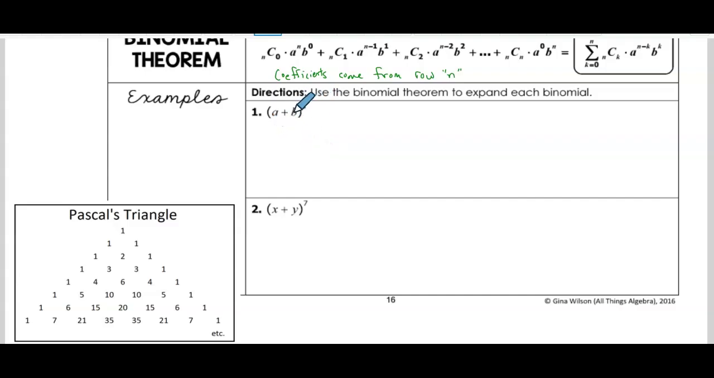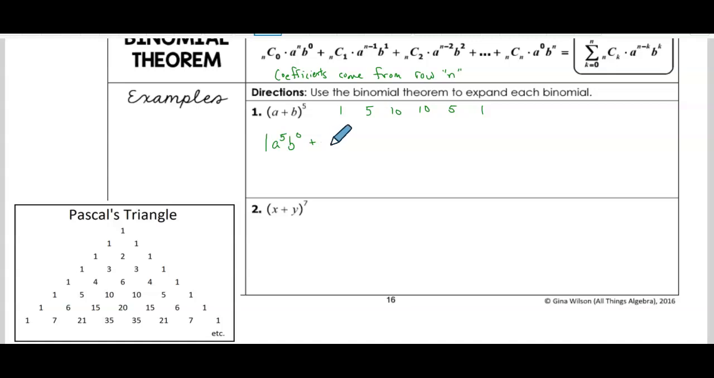So for number 1, it's a power of 5. So I'm looking at row 5, and row 5 goes 1, 5, 10, 10, 5, 1. So those are the coefficients that I want to use. So my first term is going to be starting with a 1. I'm going to look at this first part and raise that to the 5th power. And I'm going to look at the second part and raise that to the 0 power. So the first term will always contain the same power that you started with, and will contain a 0 power for the second part of the binomial.